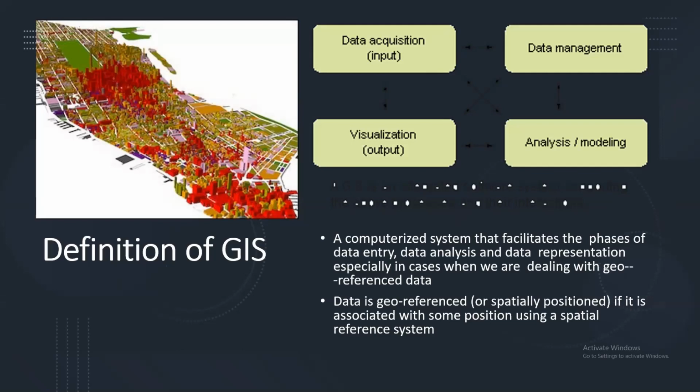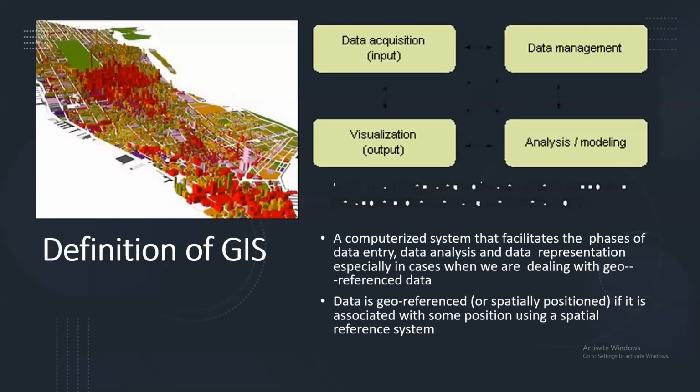Now, when we talk about data that is georeferenced, this is data which is associated with a position on the ground or in the real world, which has coordinates on the ground. So it is not just any kind of data, for example, data in your Excel table. GIS basically works with data that should at least have coordinates. Any kind of data that doesn't have coordinates can't be worked with in GIS.